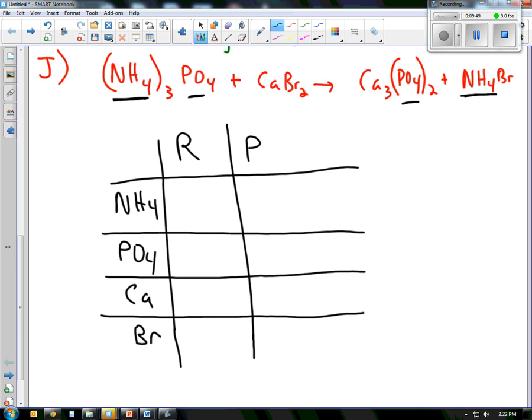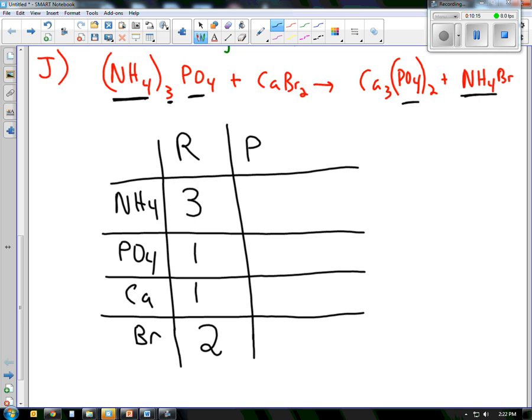So you say to yourself, how many NH4 groups do I have? Well, I have 3 of them. That's what that little 3 means. So I have 3 NH4 groups. How many PO4 groups do I have? Just 1. How many calciums do I have? Just 1. How many bromines do I have? Just 2. And you've got to make sure your chart is right to start, or it'll never work.